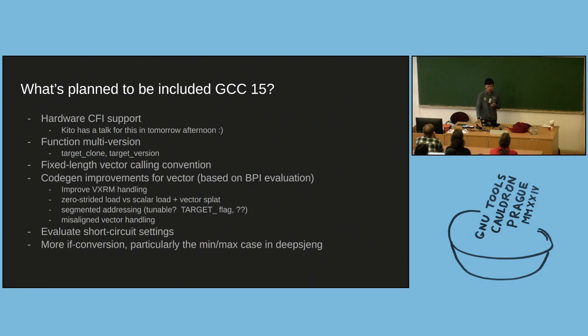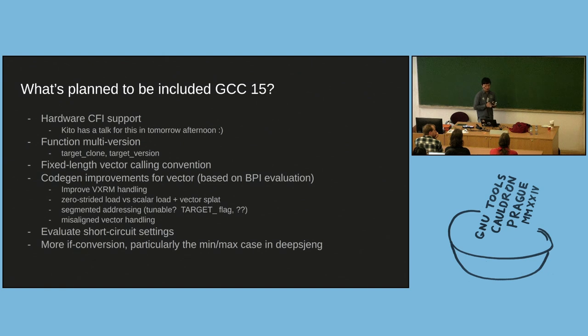Another interesting bit is the fixed-length vector calling convention. This year we have the scalable vector calling convention already there, and we will fill in the gap for fixed-length vectors, since we realize fixed-length vectors are still popular in this world. So we must have some calling convention to improve the efficiency of passing arguments for fixed-length vectors. That's what we're supposed to implement in the next GCC release.